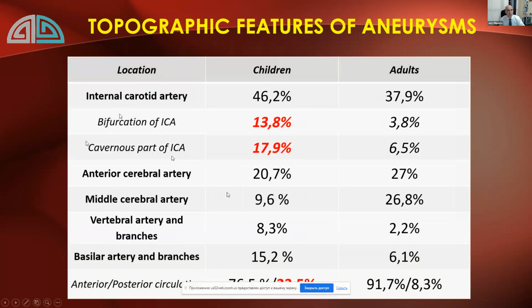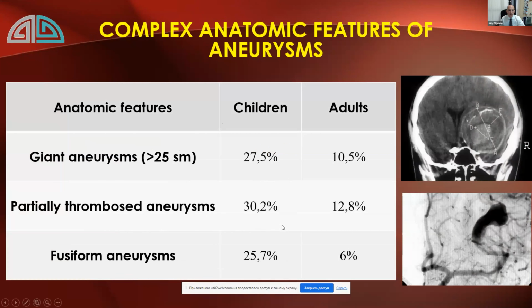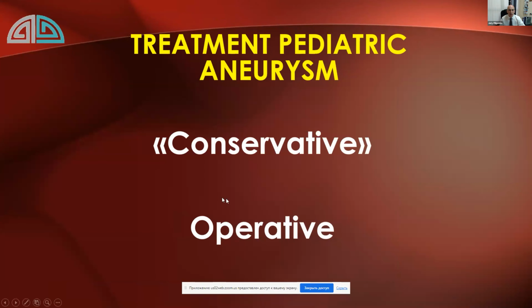Location: the most typical location was the internal carotid artery for children, and there are also a lot of posterior circulation aneurysms in the pediatric group. Other complex features were giant size, partial thrombosis, and fusiform anatomy. These are more frequent in children.